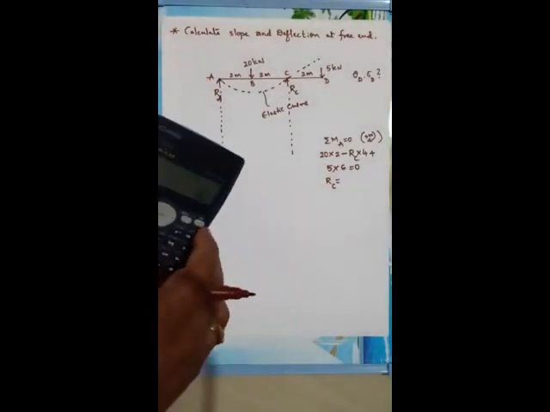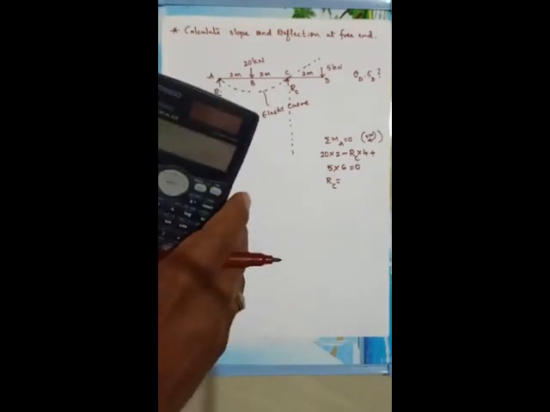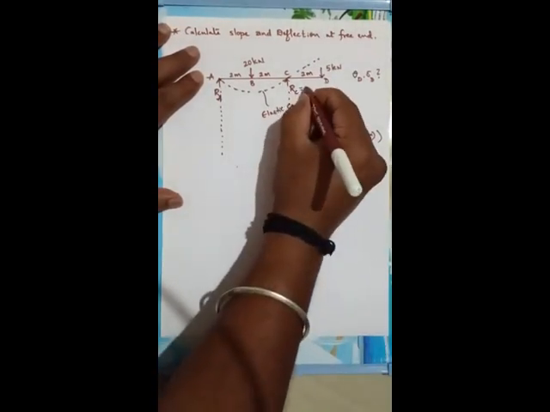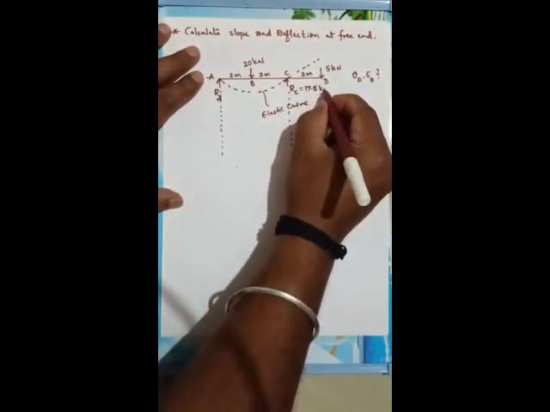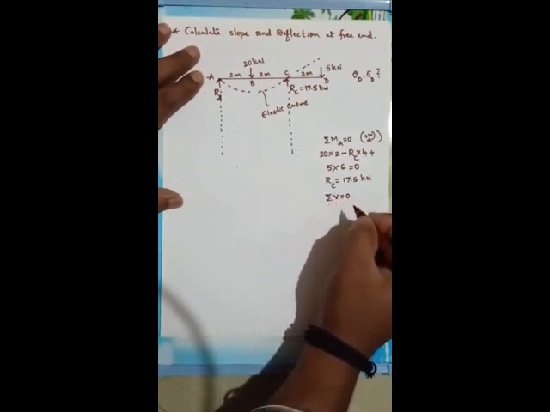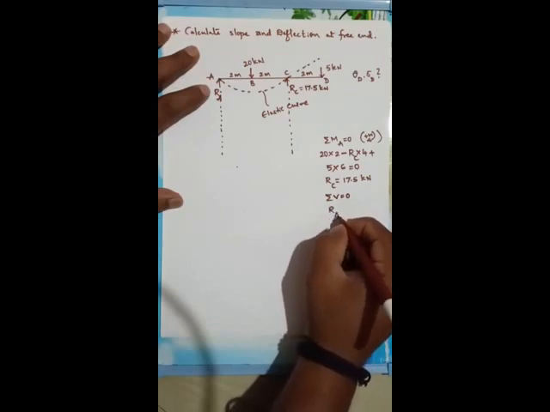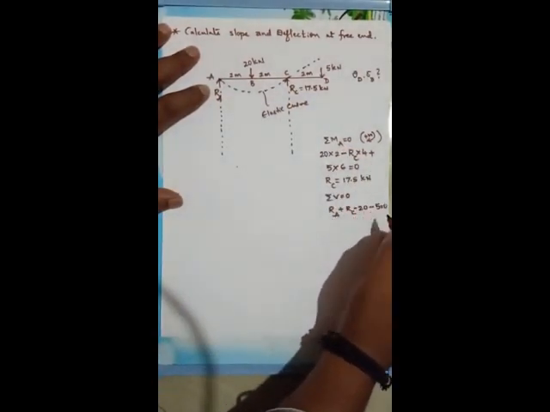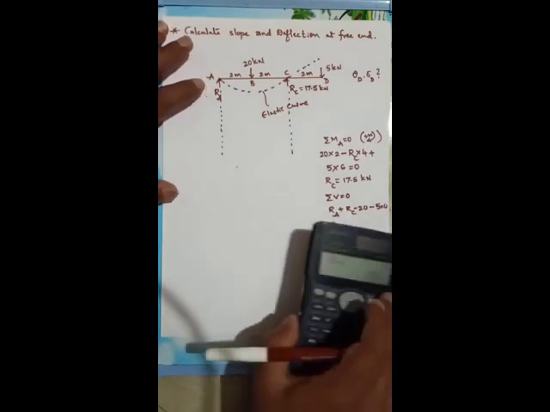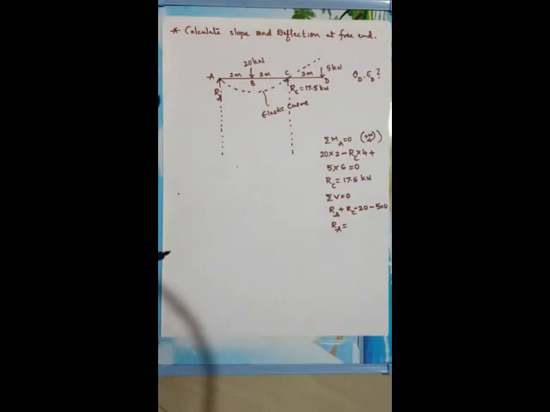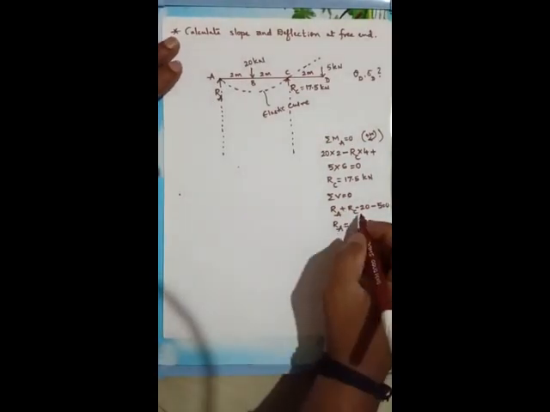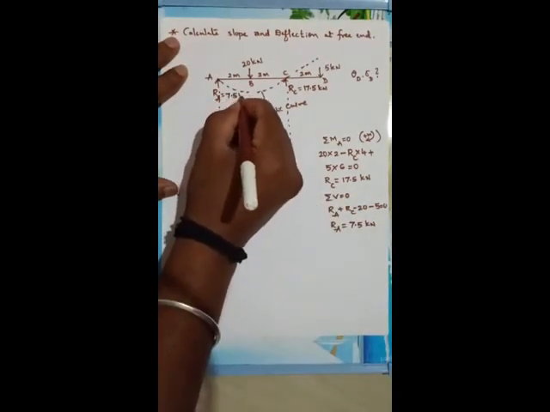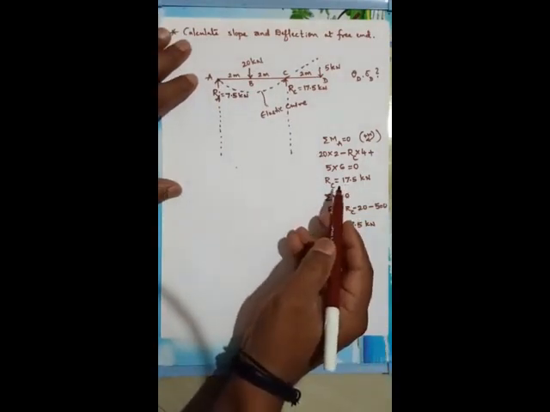So 2 into 20 is 40, plus 30, so it is 70 divided by 4. You will get 17.5. Reaction at C is 17.5 kilonewton. One more equilibrium condition is sigma V equal to 0. Upwards we consider positive: plus RA plus RC minus 20 minus 5 equal to 0. So RA equals 25 minus 17.5, so you will get 7.5. RA is 7.5 kilonewton, RC is 17.5 kilonewton.